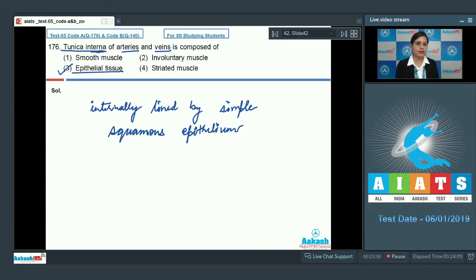Let's discuss other options also. The very first option given is smooth muscle, and this is an incorrect option because tunica interna is made up of epithelium tissue and not muscular tissue. The next option given is involuntary muscle, so this is also an incorrect option, and striated muscle, so this is also an incorrect option because all three options, that is smooth muscle, involuntary muscle and striated muscles, are examples of muscle tissue and not of epithelium tissue. So the correct answer to this question is option number 3. Let's proceed to the next question.